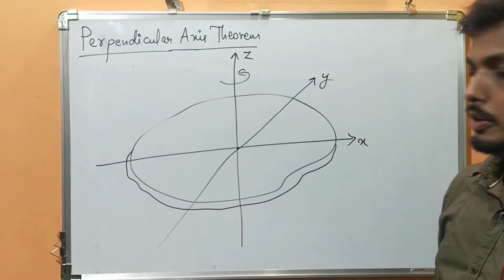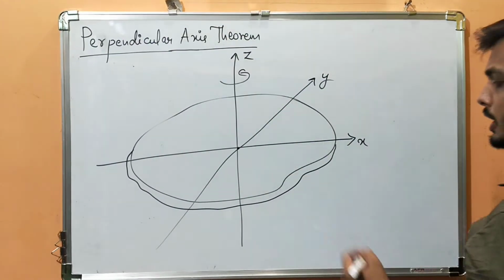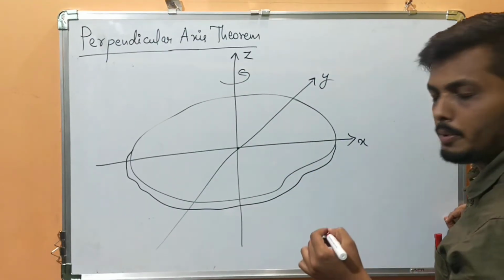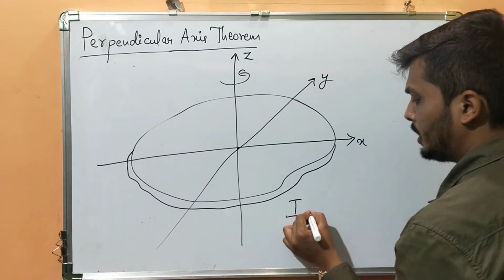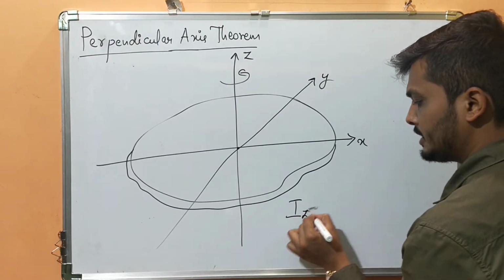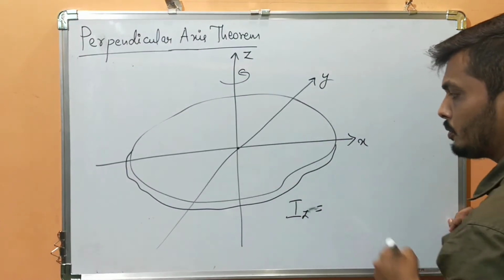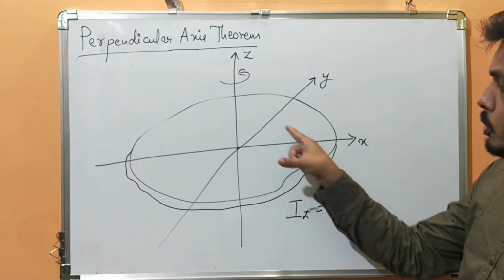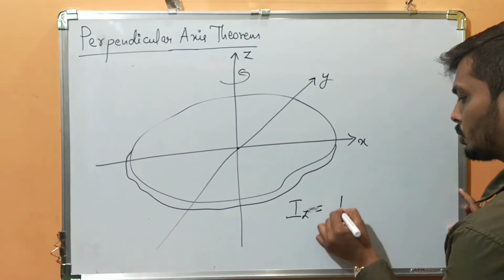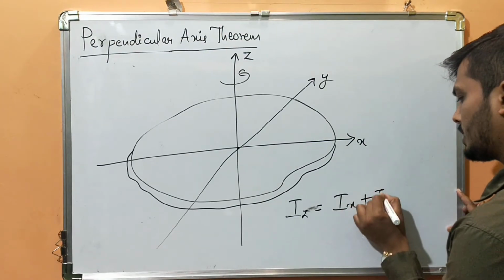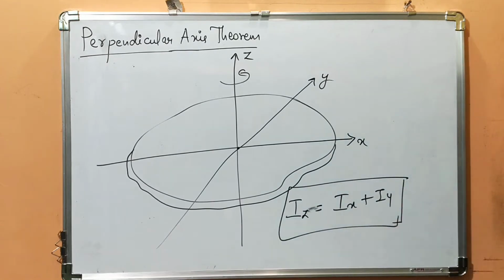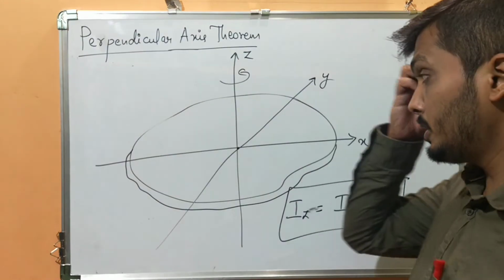So if you want to find the moment of inertia about this plane axis, you put that into a statement: the moment of inertia of a plane lamina about an axis perpendicular to its plane is equal to the sum of the moments of inertia about any two mutually perpendicular axes in the plane. Yes or no? Ix plus Iy. So this is the perpendicular axis theorem. What does it mean?